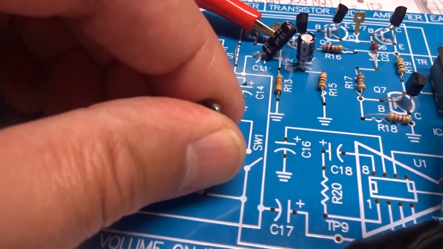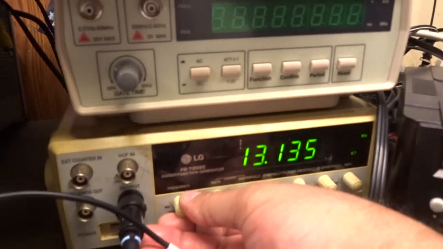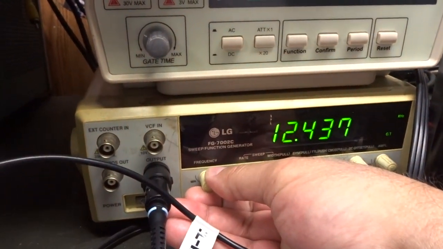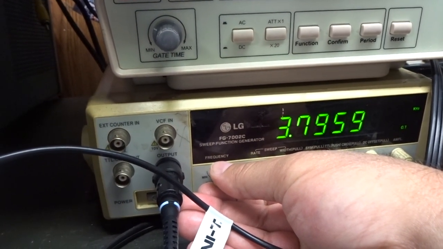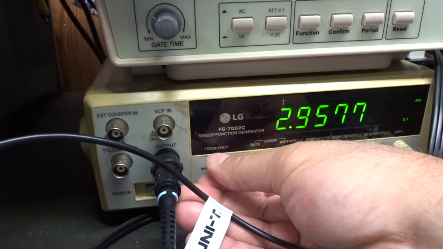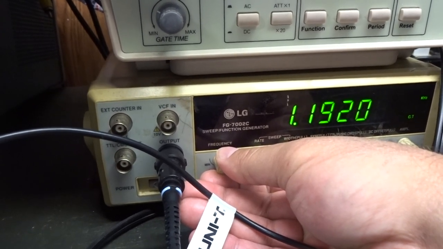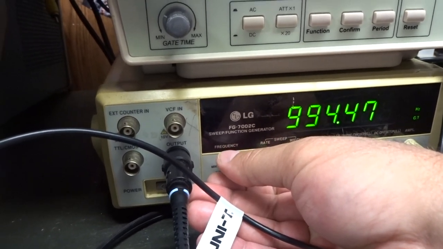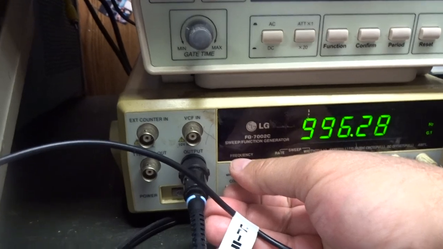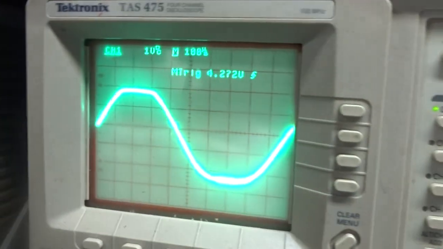I'm going to turn the radio on, and it is on. We can't hear it, but I'm going to lower the frequency and listen to what you hear. I'm going to raise the frequency. Watch it on the oscilloscope.